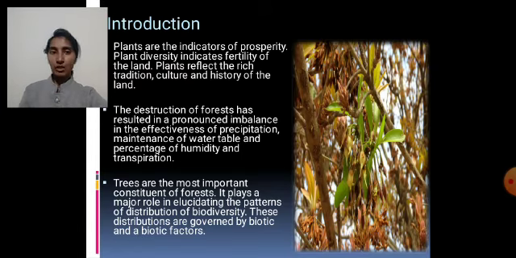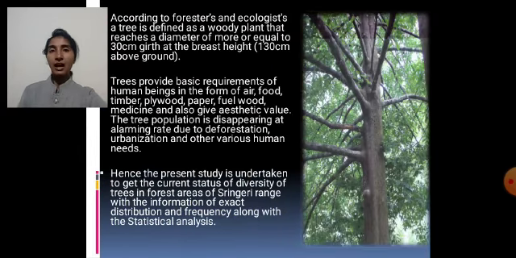Trees are the most important constituent of the forest. They play a major role in elucidating the patterns of the distribution of biodiversity. These distributions are governed by biotic and abiotic factors. According to foresters and ecologists, a tree is defined as a woody plant that reaches a diameter of more than or equal to 30 centimeters girth at breast height, that is 130 centimeters above the ground level.